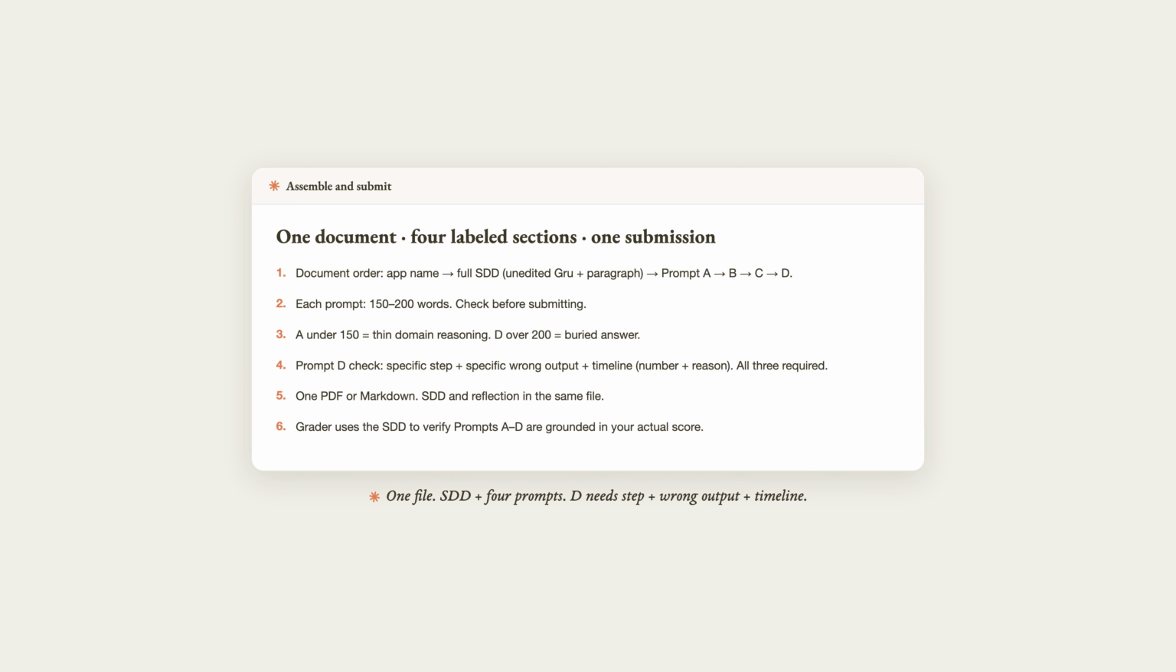Before you submit, run the prompt D check. Does your response name a specific step, a specific wrong output, and a timeline with a number and a reason? If any of those 3 are missing, you have not answered prompt D, you have described the question.